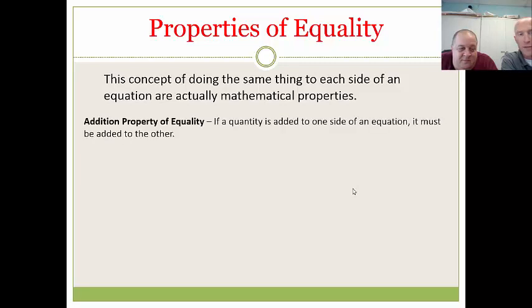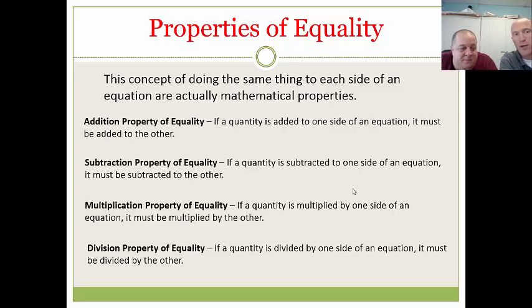All of these properties that we're going to go through, the concept of doing the same thing, are all about properties of equality. If I add to one side, I have to add to the other. Subtraction is the same thing: if I subtract from one side, I have to subtract from the other. Multiplication and division all work the same way. It is about keeping it consistent and fair, that whole balancing act. The left side has to equal the right side.